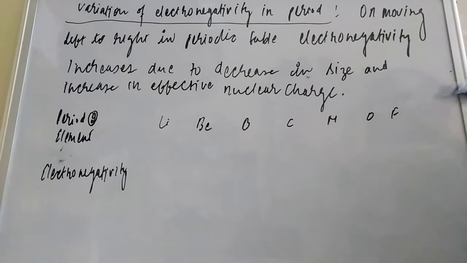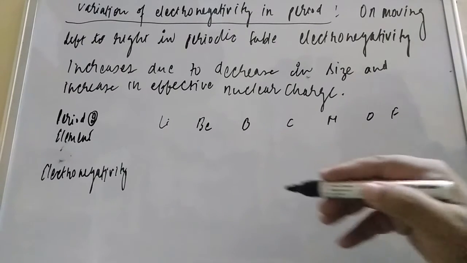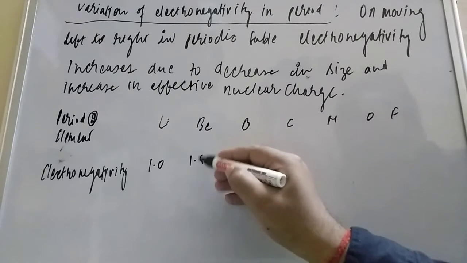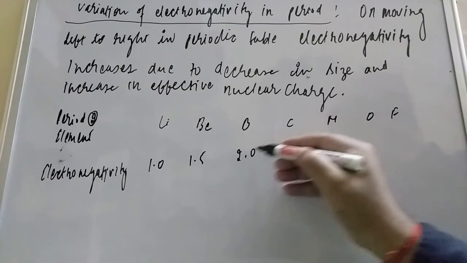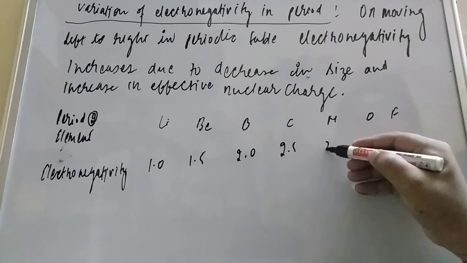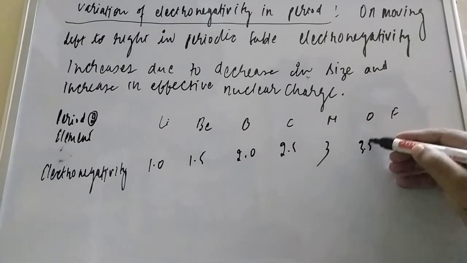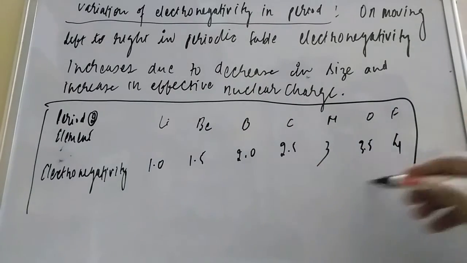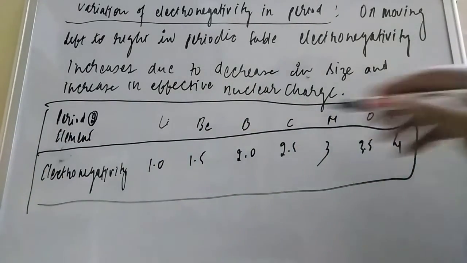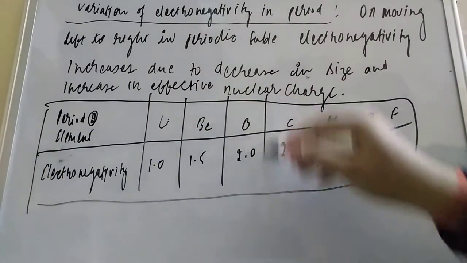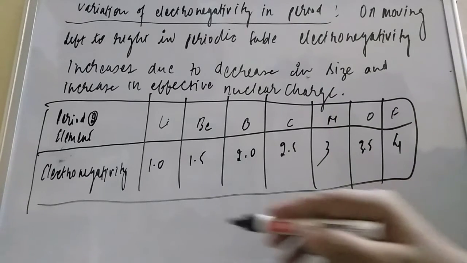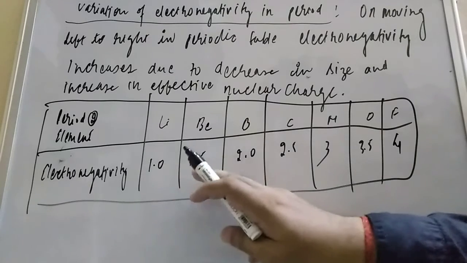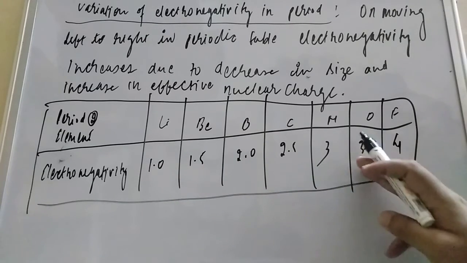These many are there. Dear student, lithium has an electronegativity value of 1.0, beryllium 1.5, boron 2.0, carbon 2.5, nitrogen 3, oxygen 3.5, and fluorine is 4. So you check out, friend, what you are finding when moving left to right in period number 2: the value of electronegativity keeps on increasing: 1.0, 1.5, 2.0, 2.5, 3, 3.5 and 4.